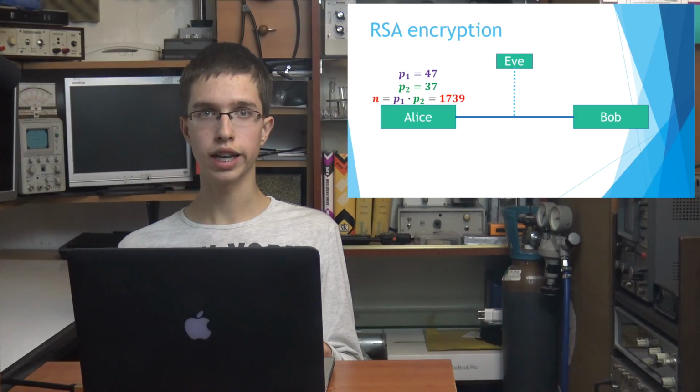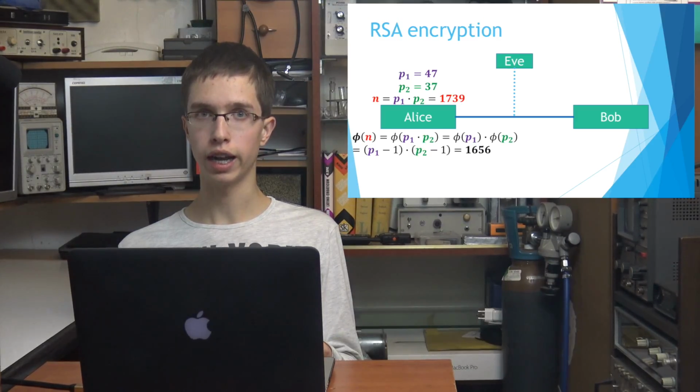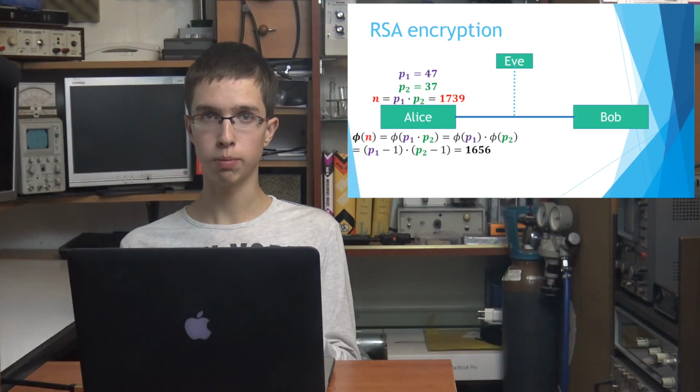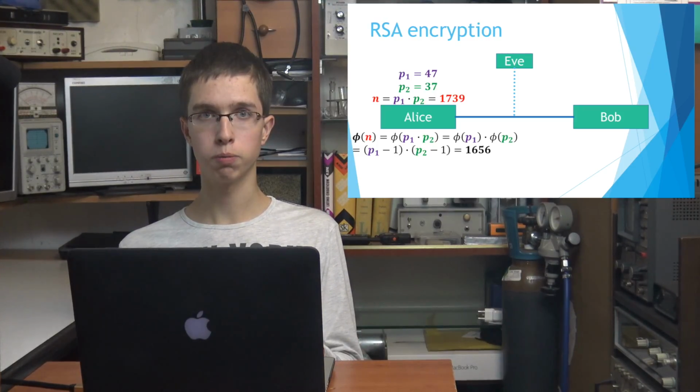Using these two properties, the next can be derived. So phi of number n, which is the product of p1 times p2, can, thanks to the multiplicative property, be separated into phi of p1 times phi of p2. Then phi of p1 is p1 minus 1, phi of p2 is p2 minus 1, and we get that phi of n in this example is 46 times 36, which is 1656. Next, Alice chooses a small odd number which must not have any common divisor with phi of n.